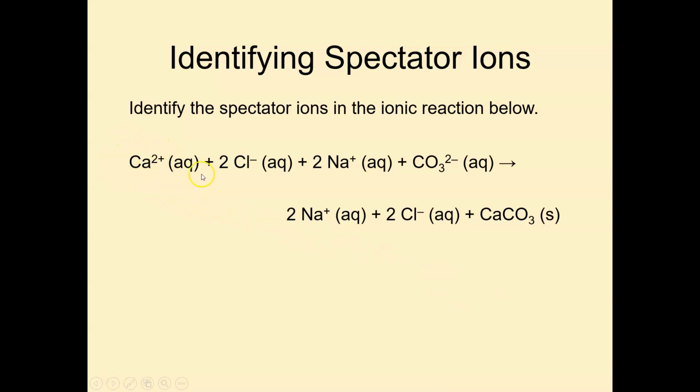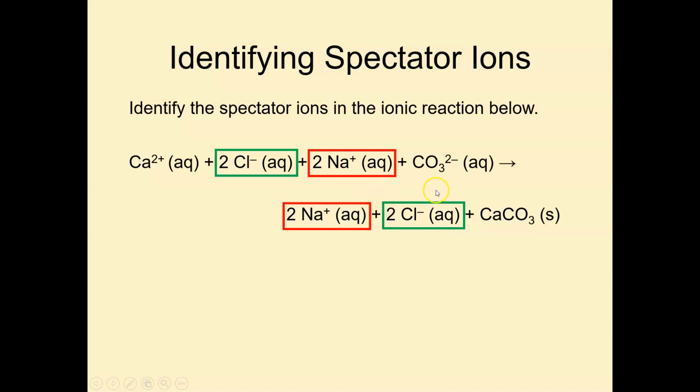Calcium is Ca2 plus aqueous on the left, but it's part of an insoluble compound on the right, so it is not a spectator. Chloride, 2Cl minus aqueous on the left, 2Cl minus aqueous on the right-hand side of the equation, so it is a spectator. Sodium, 2Na plus aqueous on the left-hand side, 2Na plus aqueous on the right-hand side of the arrow, so it is a spectator. Carbonate, CO3 2 minus aqueous on the left, part of an insoluble precipitate on the right, so it is not a spectator. So now we have successfully identified the spectator ions for that reaction.